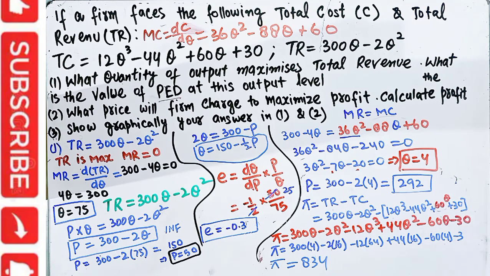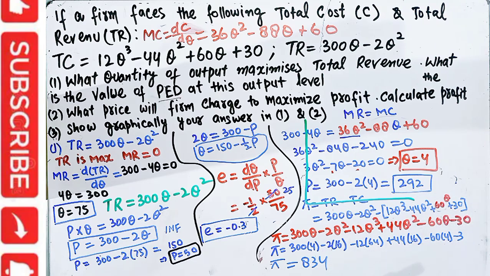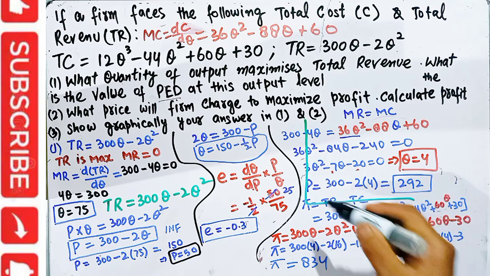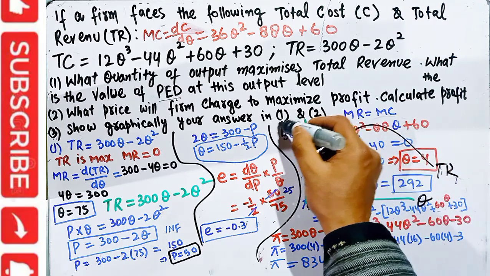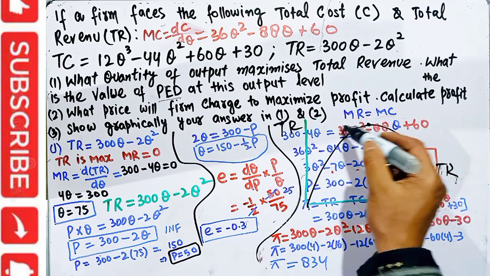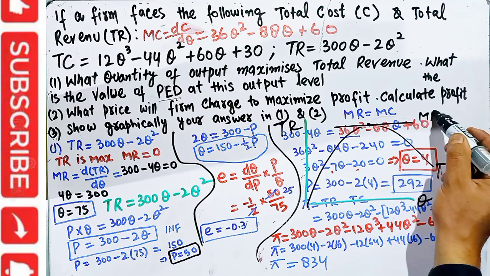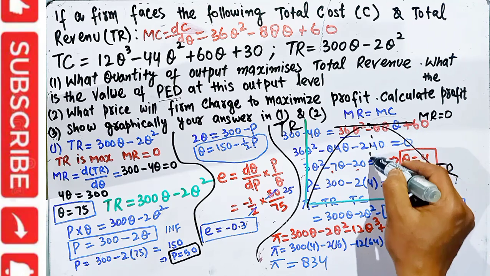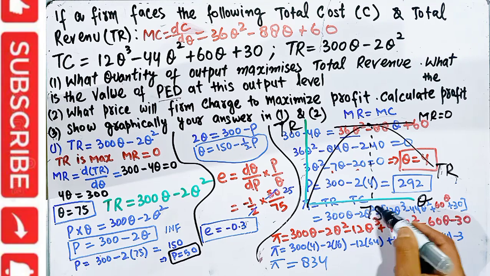Next part tells us to show your answer graphically. How do we show? In case of revenue, as I have told you, if I draw the graph like this, we have the total revenue function like this. We have output here and total revenue here. Total revenue will be maximum when marginal revenue is equal to 0, when the slope of the total revenue function is equal to 0. That means when q is equal to 75, we calculated that.